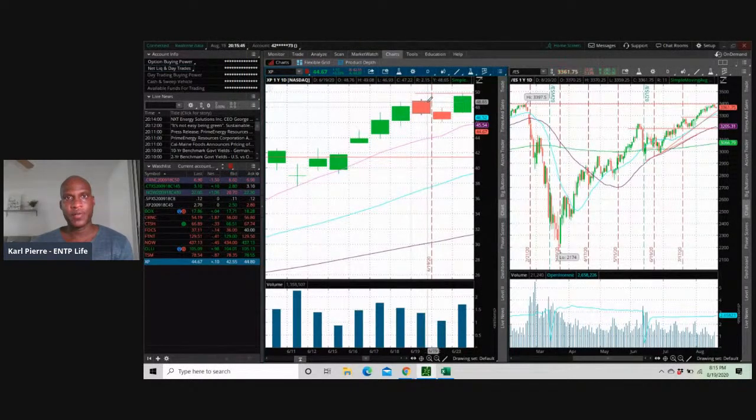Now, this red bar is a day where the stock closed lower than it opened. You see, from the previous day to this day, it actually opened higher, right? Which is a sign of strength from day to day.